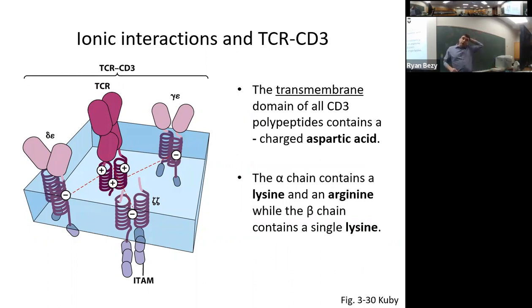Transmembrane domains of all the CD3 proteins contain a negatively charged aspartic acid in the middle of the membrane, whereas the alpha beta and gamma delta chains have positively charged lysine and arginine residues. So in the transmembrane domain of the T cell receptor, you have some positively charged amino acids. In the transmembrane domains of the CD3 co-receptors, you have some negatively charged interactions. It turns out the ionic interactions help to hold the complex together.